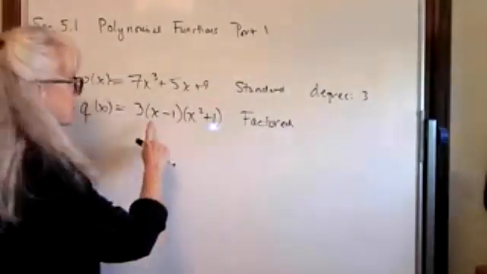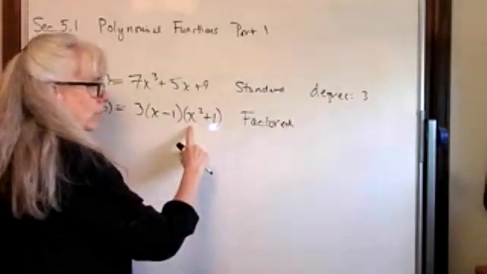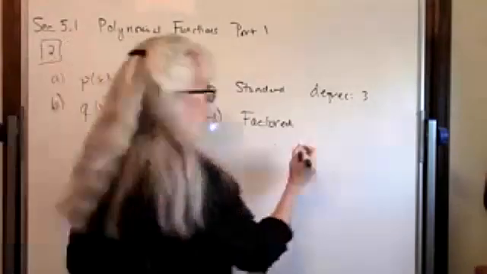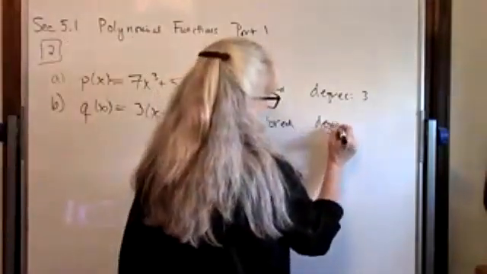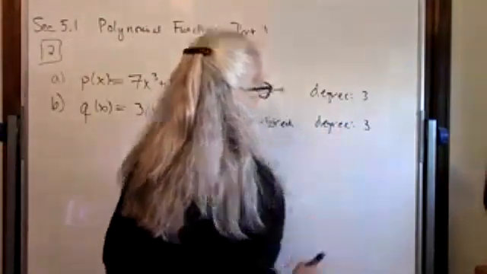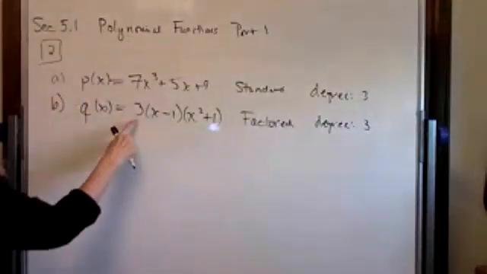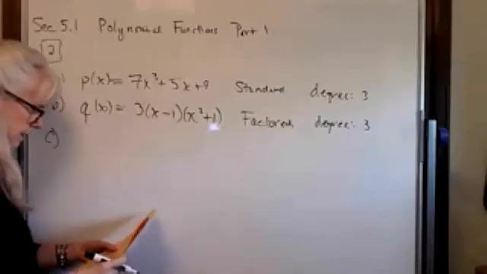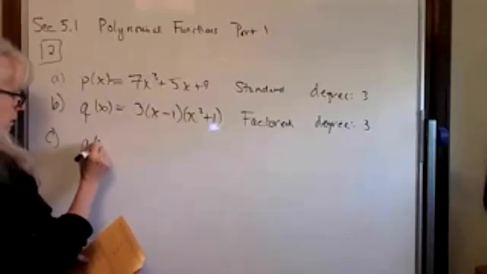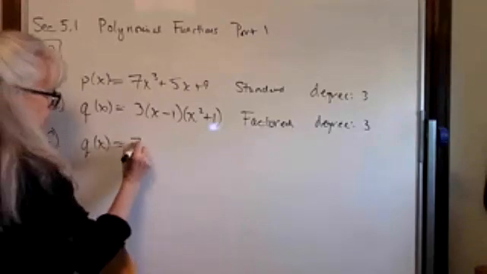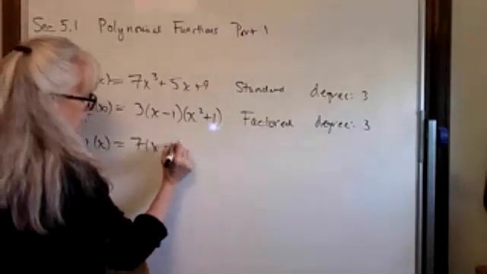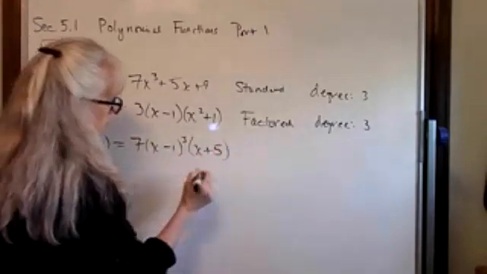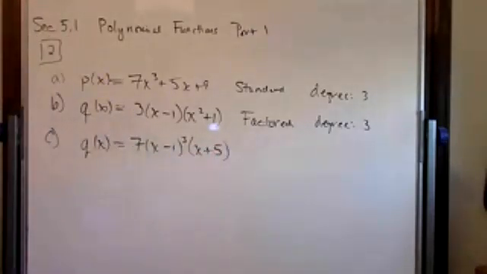So if we multiply this x times this x squared, we're going to get the largest value of x we could get, and that would be an x times an x squared is an x cubed. So this is also a 3rd degree polynomial. The 3 out in front would be the leading coefficient. And C says q of x is equal to 7 times x minus 1 to the 3rd power times x plus 5. So 7 times x minus 1 to the 3rd power times x plus 5.